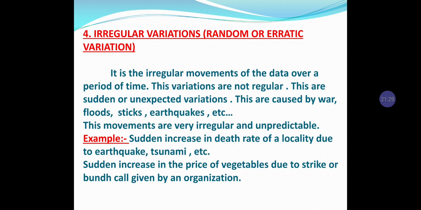And again there is the flood in Maharashtra, and land sliding in North Karnataka, like Talakaveri. All those are natural calamities, which are irregular variation. And we have tsunamis. We had a tsunami in 2004, and everything vanished. Sudden increase in death rate of a locality due to earthquake, tsunami, etc. Now the whole world is facing the sudden corona. Then a sudden increase in the price of vegetables due to a strike or ban call given by an organization.